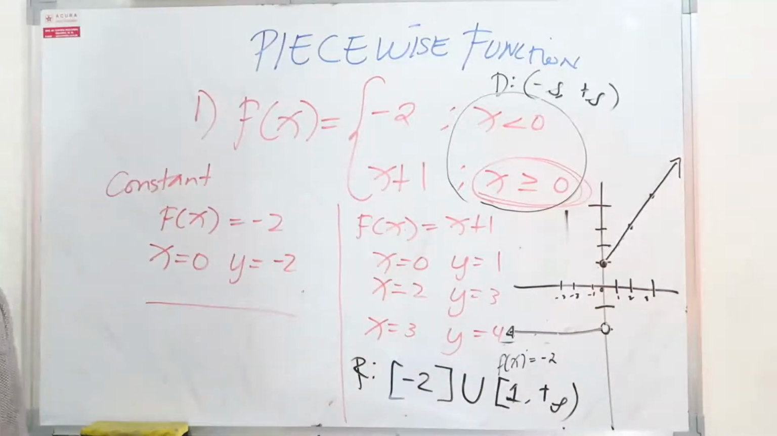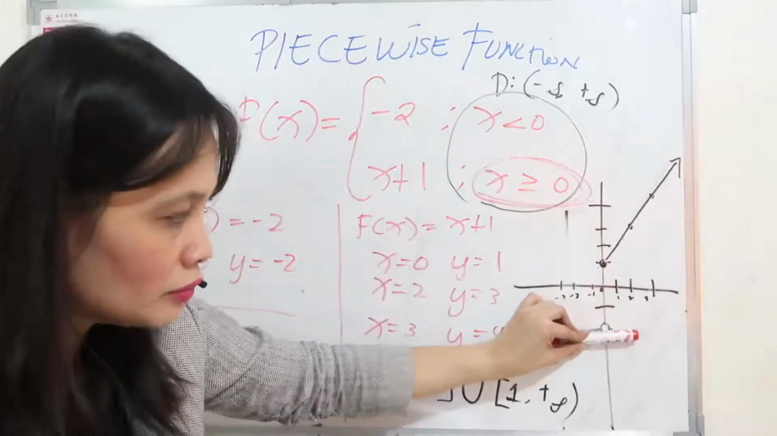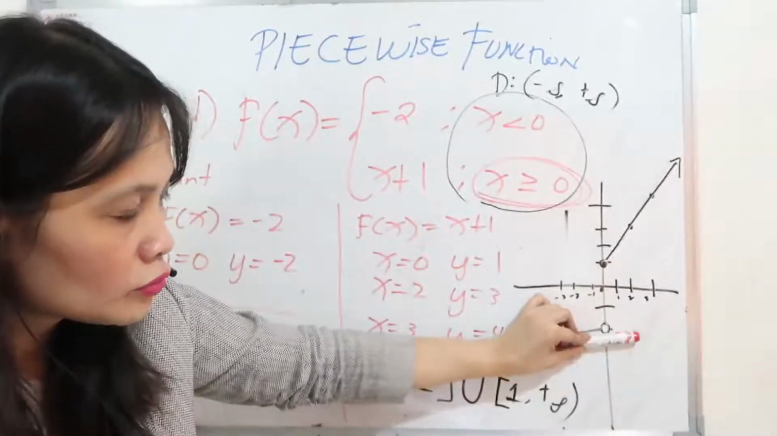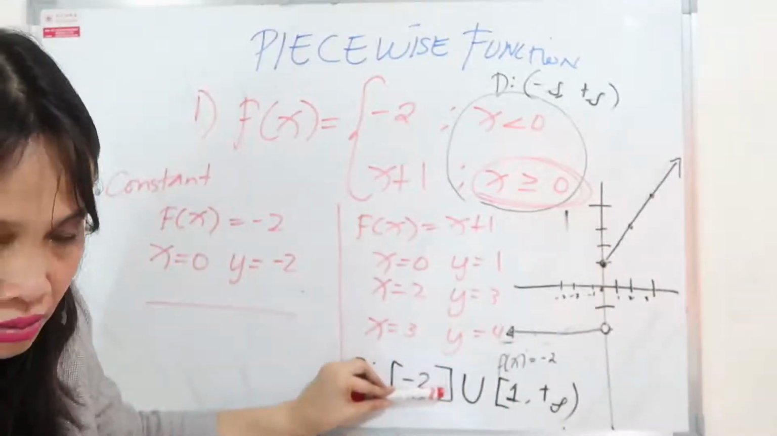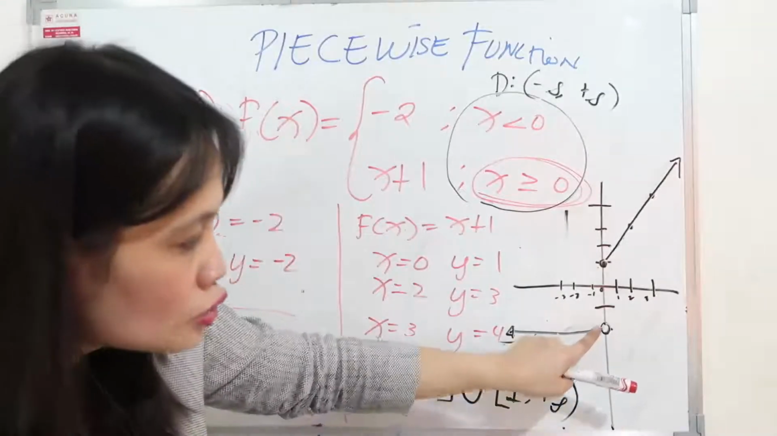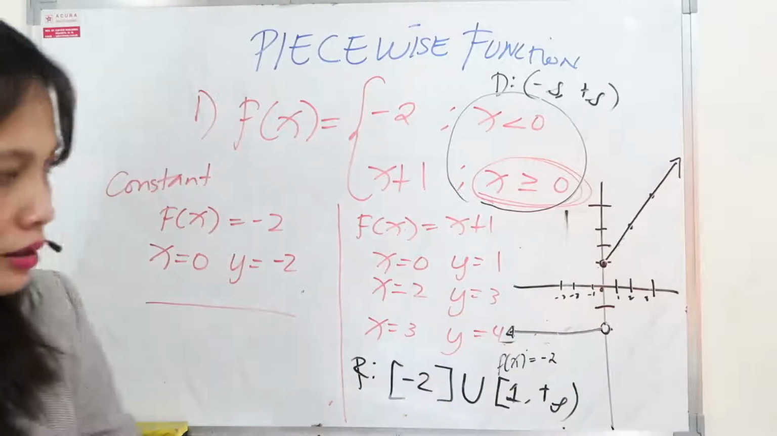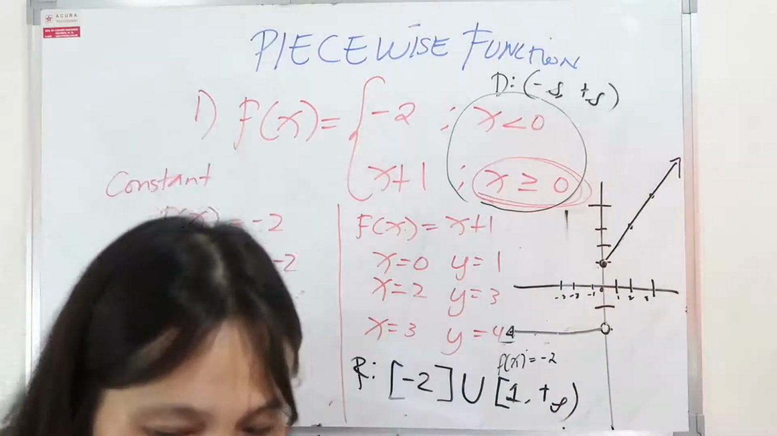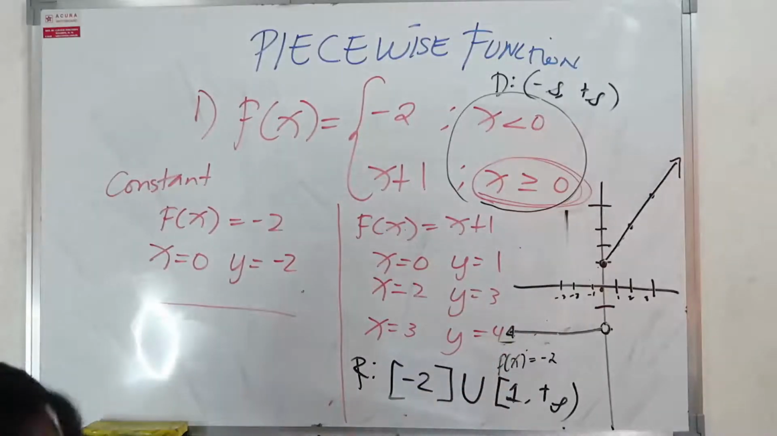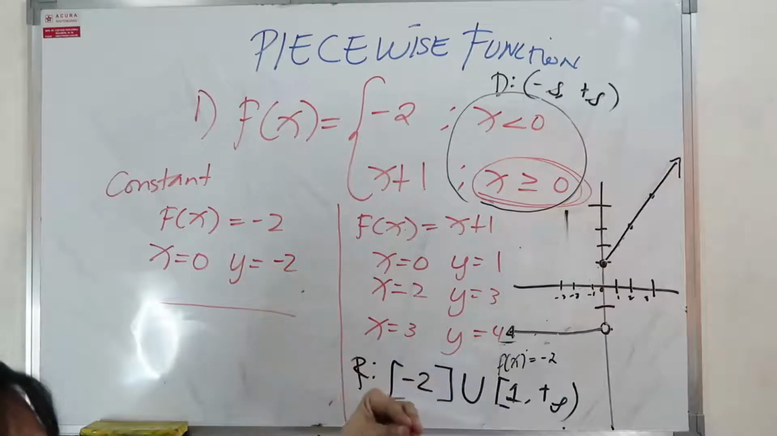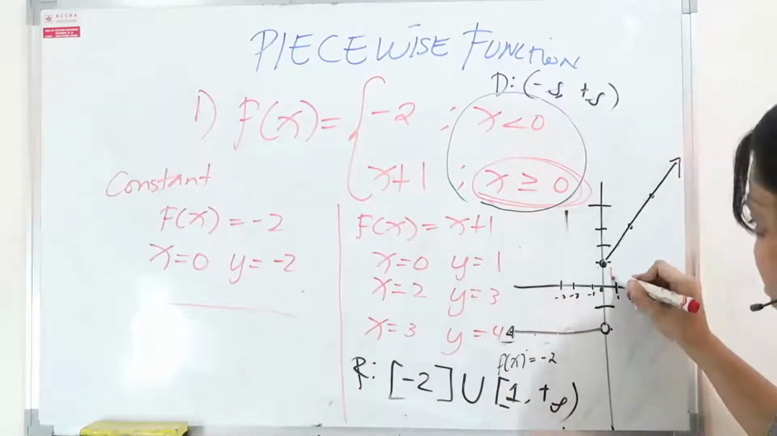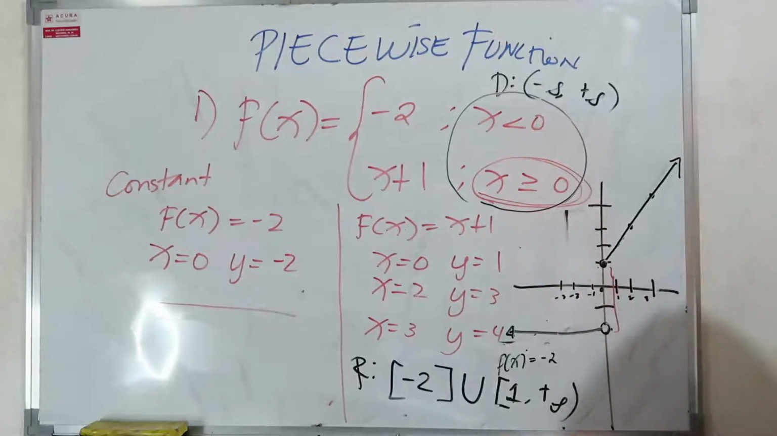So that's the range. When we say range, you're referring to the y value. You need to write first the lowest value of y, so that would be negative 2. We cannot include negative 2 to 1. Why is it not included in the range? Why is this portion not included?